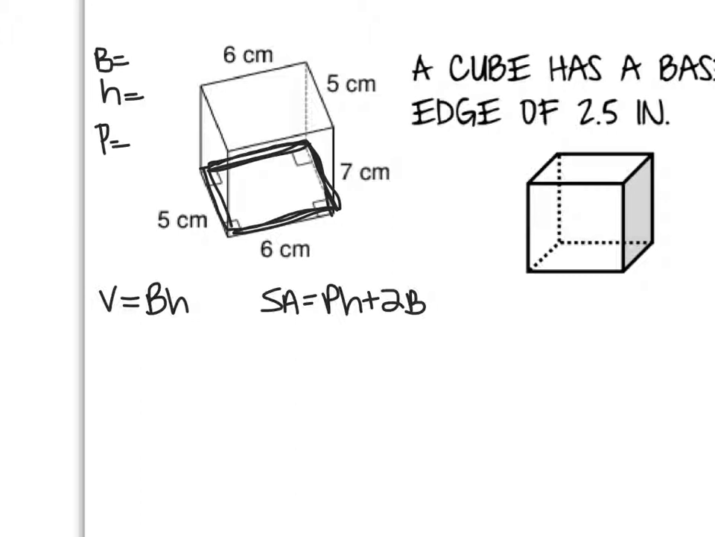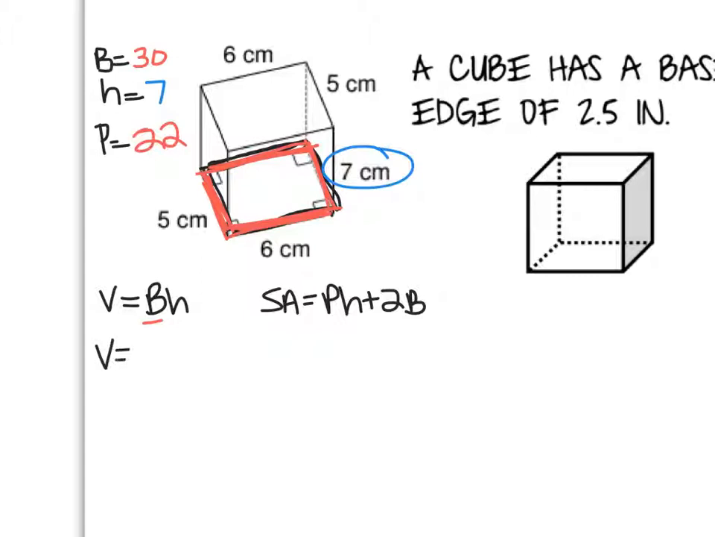Okay, so let's start with area of the base. I have a rectangle, so area is length times width, which would be 30. Height, I've already used the 5 and the 6. Height is the other number in this figure, which is 7. And last, I have perimeter of the base, so I have 5 and 6 together, that's 11. And then I multiply that by 2 to get my two other sides, so 22. And now I substitute those into my different formulas.